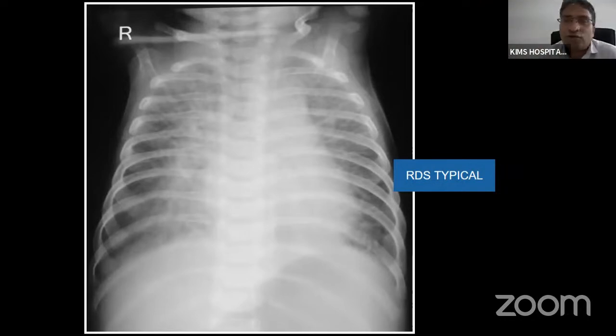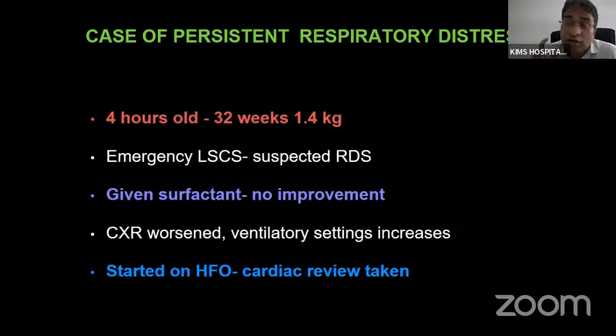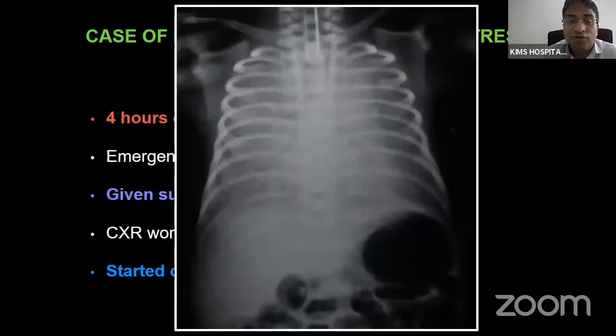This is typical of RDS, HMD in a preterm. But whenever a term neonate is not fitting into RDS, what do you have to think? This is one example: 4 hours old, 32 weeks, 1.4 kg, given surfactant, no improvement, X-ray worsened and ventilator settings increased, started on HM4 and then cardiac review was taken. This is a totally white out RDS picture.